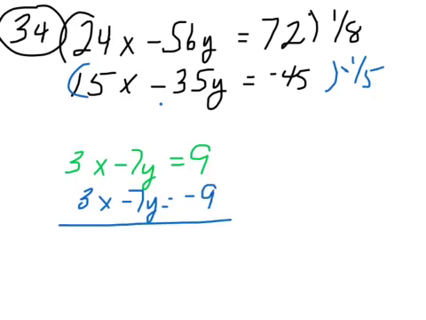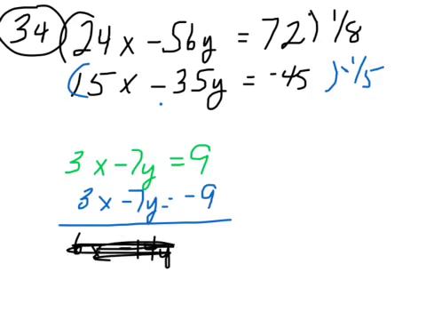Let's see what happens here. Be careful that you don't think everything's going to cancel out. Be careful to do what the math tells you is there. Let's add this together. 3x and 3x is 6x. Negative 7y and negative 7y is negative 14y. None of my variables canceled out, did they? So I need to get some variables to cancel out.